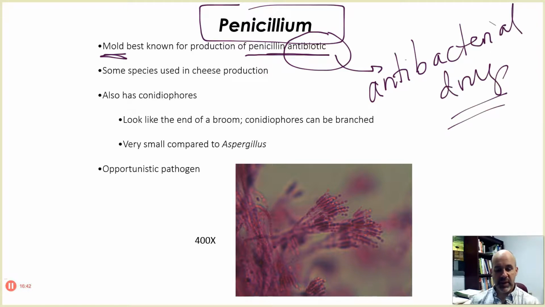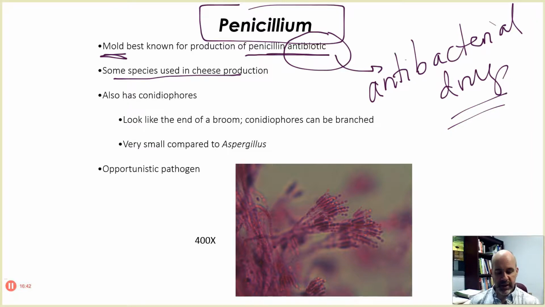So lucky for us, penicillium mold makes a chemical that turned out to be a great drug for killing lots of bacteria. Some other things we can do with penicillium mold: it's useful in cheese production. So it produces enzymes that will curdle the proteins in the milk and make the milk create solids, and those solids are dried and aged and become cheese.